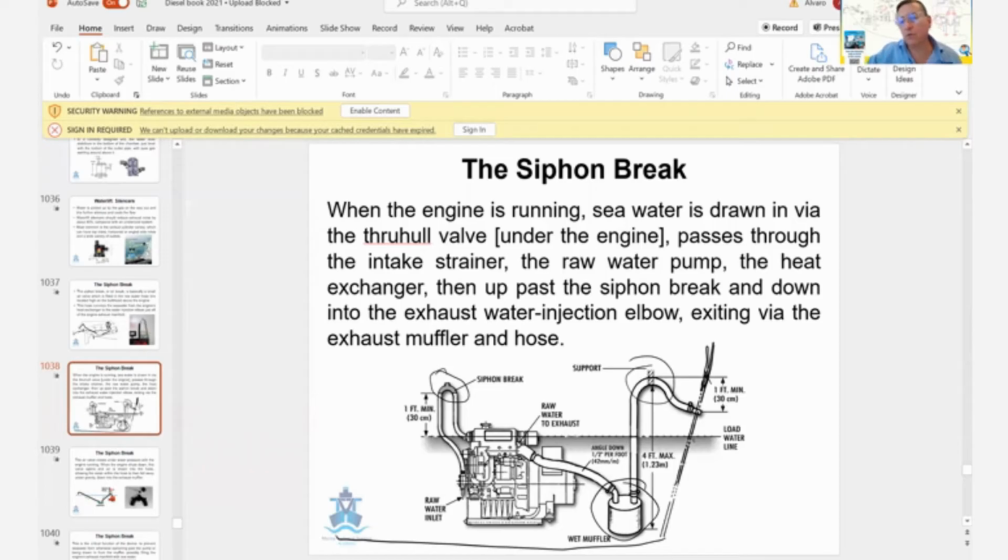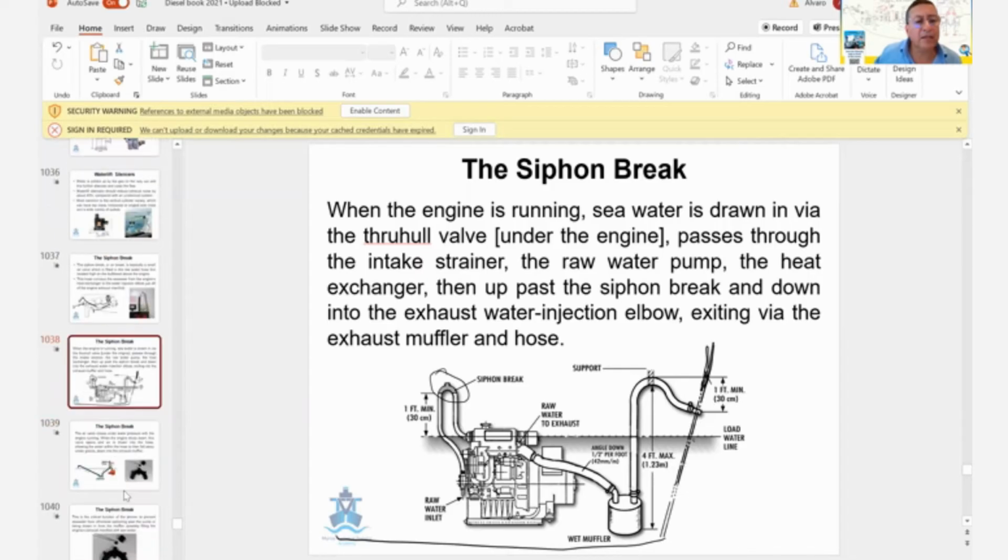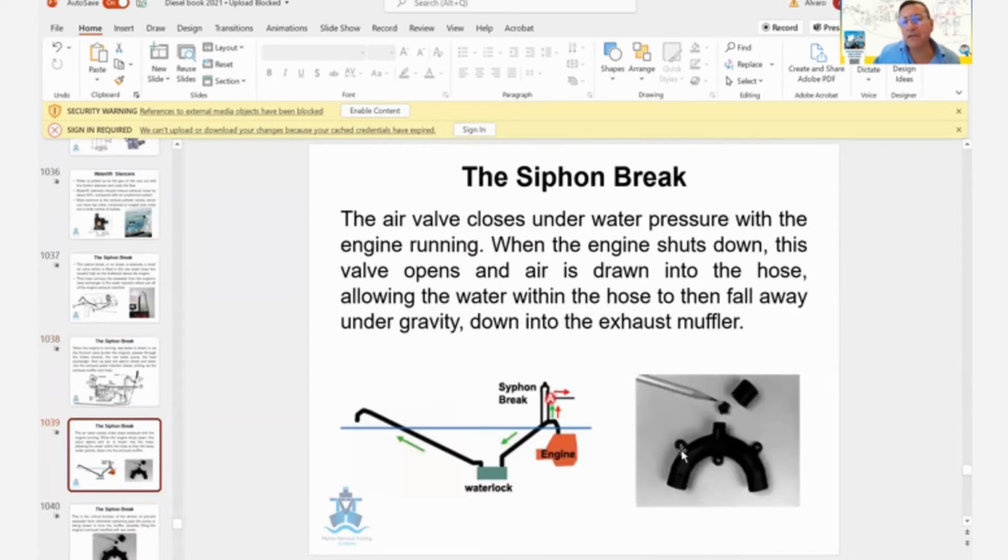Okay, guys, for today, we are going to concentrate on inboards and the generator, because the generator is located inside of the water line. The anti-siphon device is this.